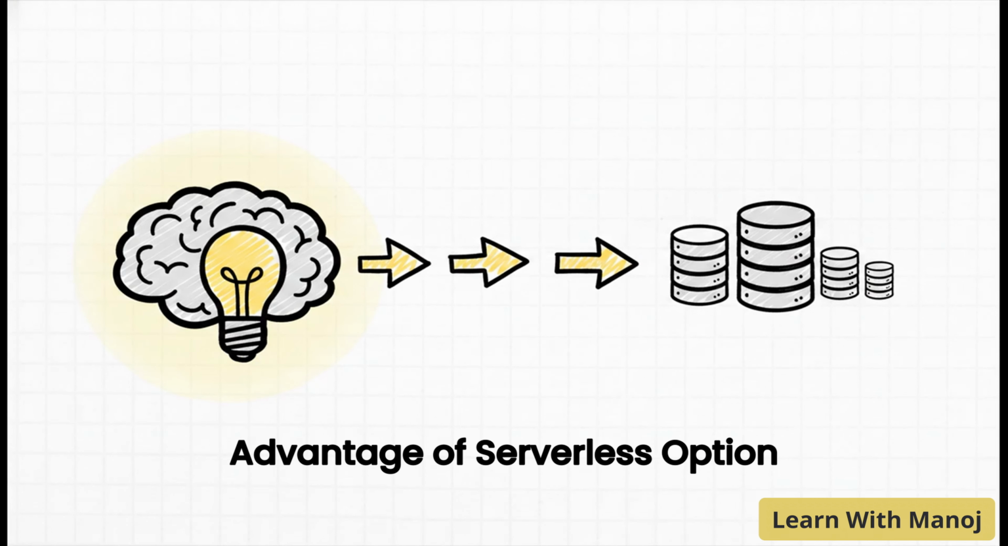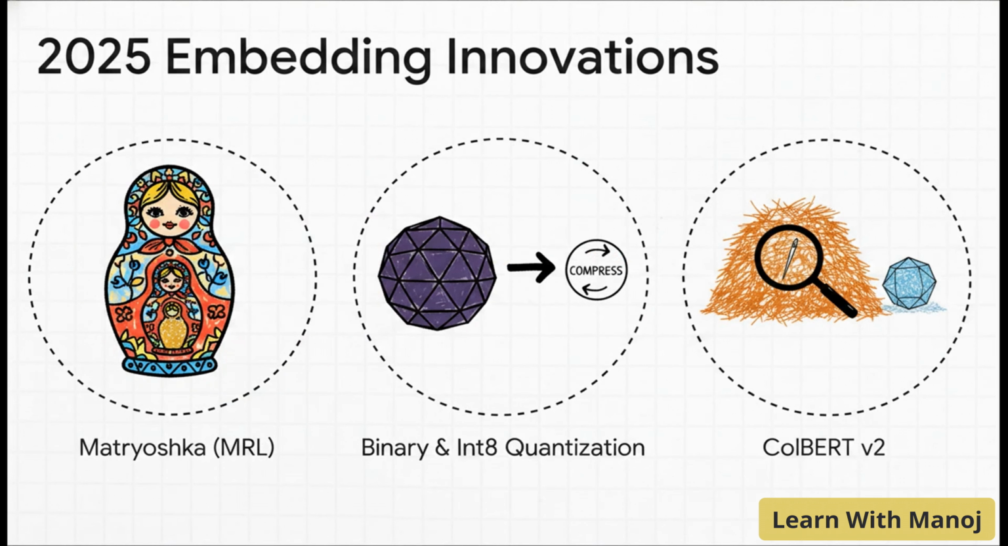And part of the reason you can stick with this simpler serverless option for longer these days is because the AI models that actually create the vectors, the embeddings as they're called, have become incredibly efficient. And what that means for you is you need less data, less storage, and less computing power to get really great results.